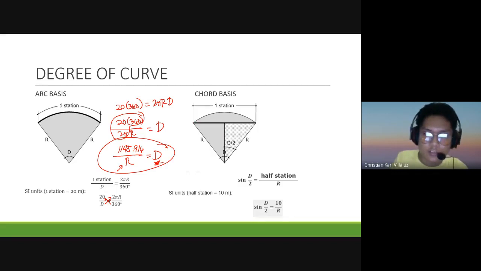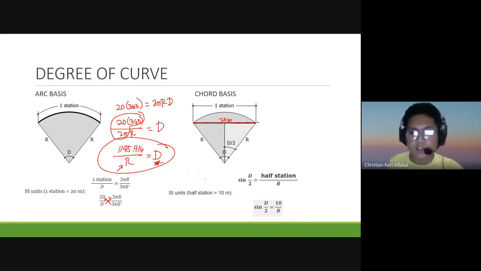So the 20 meters is here. Okay? So this is our 20 meters. So we can form right triangles here. This is half of the degree of curve, then r. So, take the trigonometric function of sine. So, sine d over 2, take the half of the station because it is only half. So, 10 over the hypotenuse, which is r. So, sine d over 2 equals 10 over r.